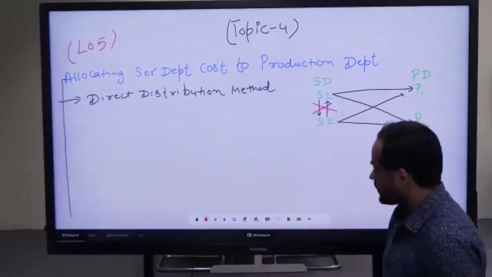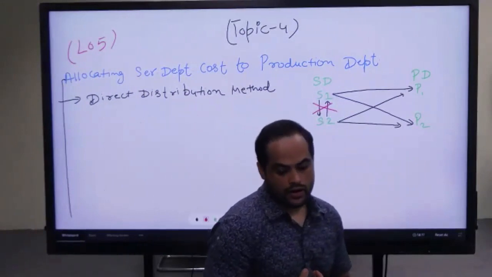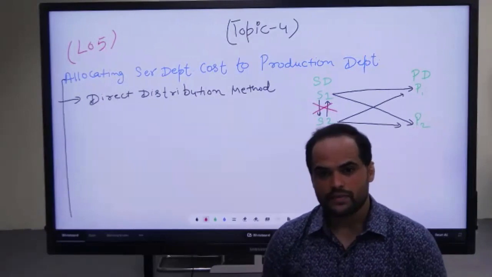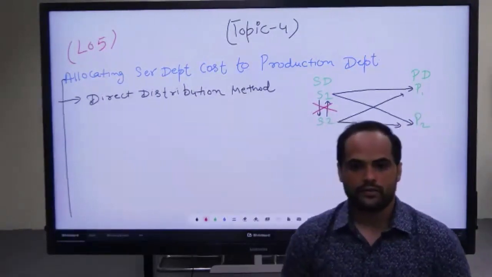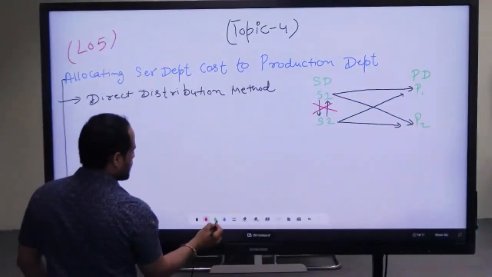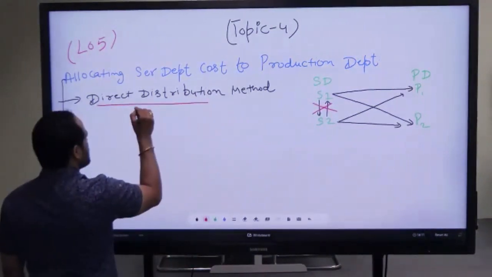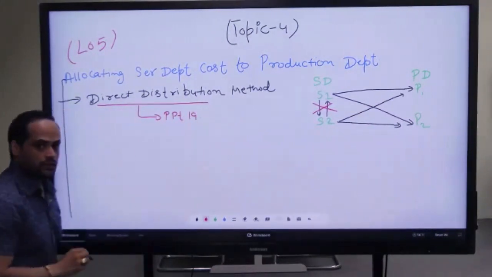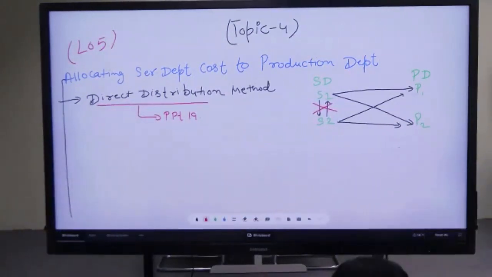So we go to slide number 19. All right. On slide number 19, we have calculations, and we see how we apply this method to calculate. So let me write it down here. For the direct distribution method, we have slide number 19. All right. So let me open your slide number 19.